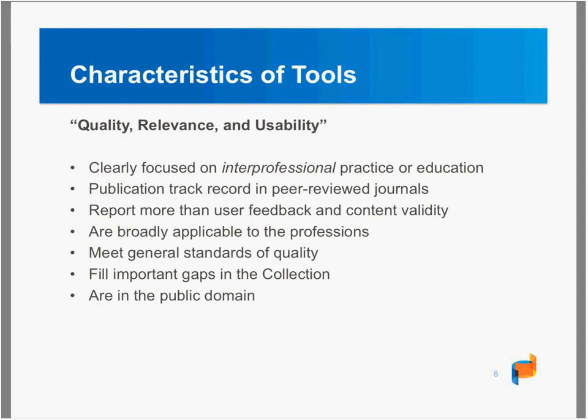We wanted to find tools that had a good publication track record in peer-reviewed journals and reported more than user feedback and content validity. We wanted tools that are broadly applicable to the profession, so some tools that were too specific to a particular care population or setting or disease, and the items couldn't be readily adapted to a broader set of professions were eliminated. We selected tools that met general standards of quality of construction, specifically in the way the items or the scoring was formatted, and also we avoided instruments that we thought showed evidence of bias.